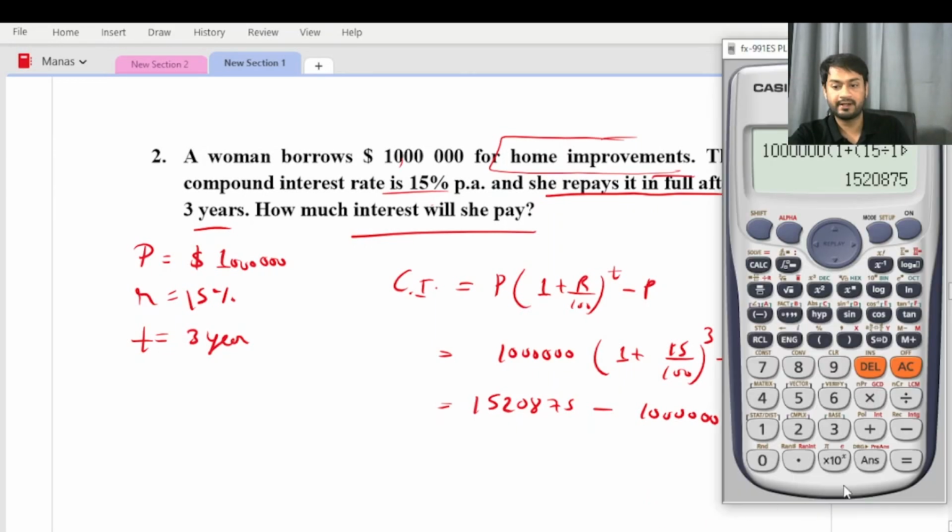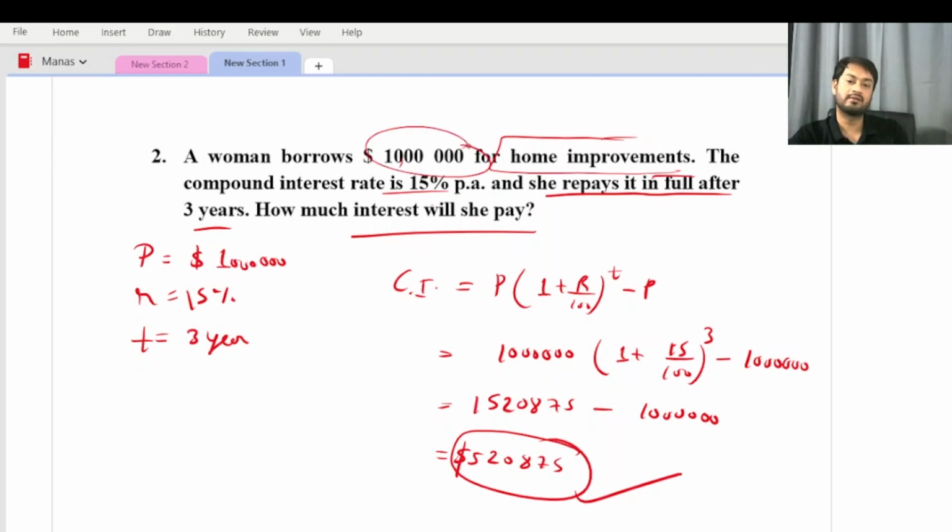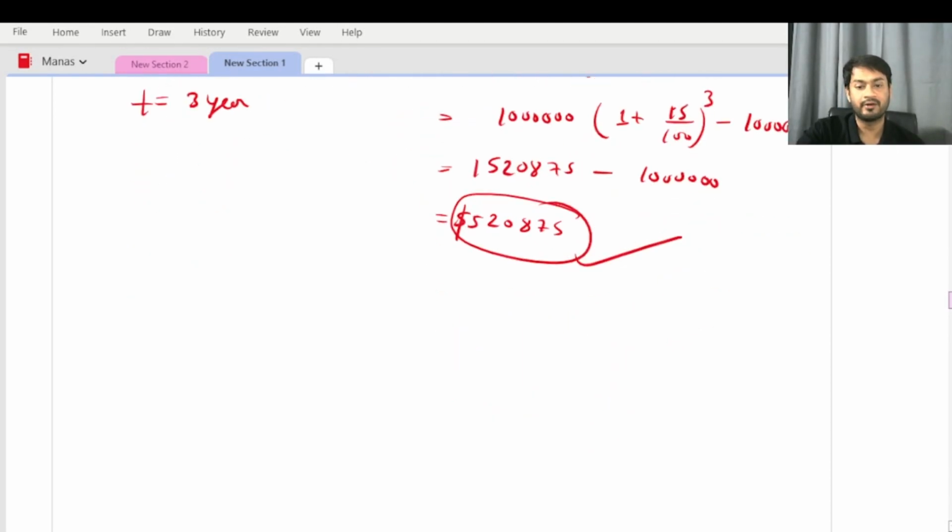Subtract 10 lakh from this, right? So if we subtract 10 lakh from the answer, your answer will be 520875, right? And this is in dollars. So this extra amount she needs to pay as interest along with the money which she borrowed. So this is how we do the compound interest questions.